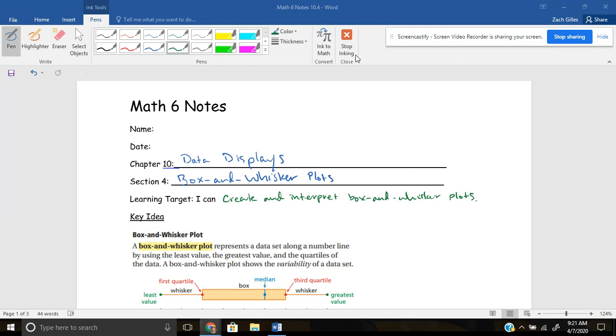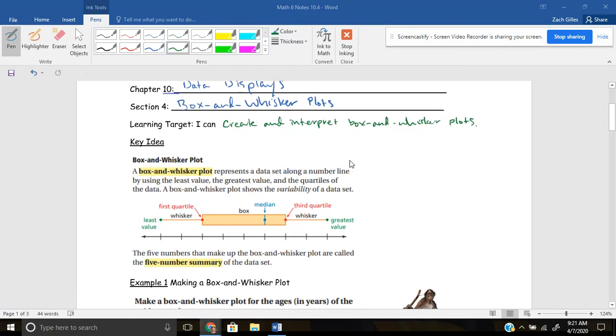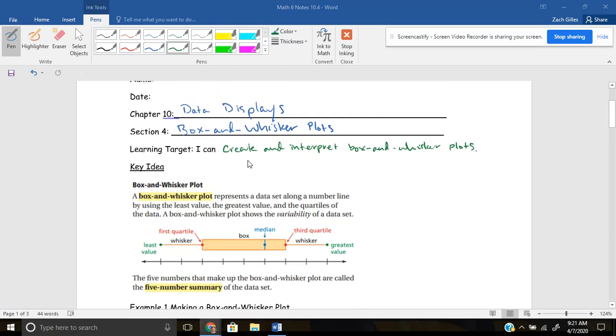So, a box and whisker plot is pictured right here in our key idea. And it says a box and whisker plot represents a data set along a number line by using the least value, the greatest value, and the quartiles of the data. A box and whisker plot shows the variability of a data set. So how much the data can vary or change is all that means.